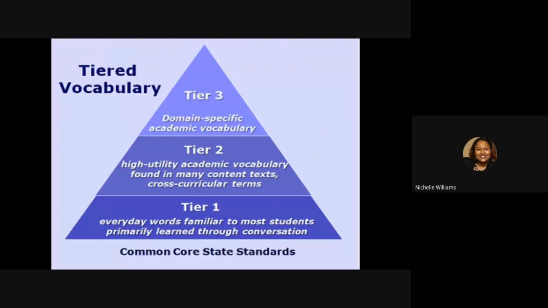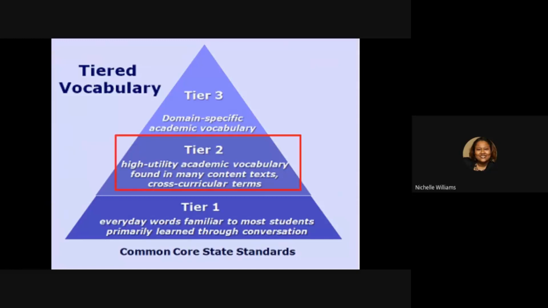When we look at these tiered levels of vocabulary, the reason we don't focus on Tier 1, those are everyday words that students should be familiar with and should have learned through conversation. But there will be times when you will need to practice those words with your students and make sure that they understand them. We can never assume that students will know all of the Tier 1 vocabulary.